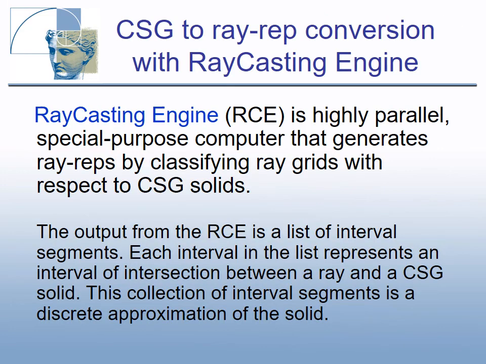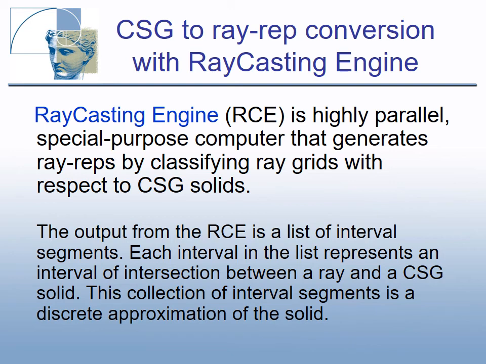Let us look at the interesting hardware implementation of solid representation conversions, namely the CSG to ray wrap conversion with the RayCasting Engine. It was told before that to generate a ray wrap of a solid, we need to intersect a ray grid with this solid. The RayCasting Engine, RCE, is a highly parallel special-purpose computer that generates ray wraps by classifying ray grids with respect to CSG solids.